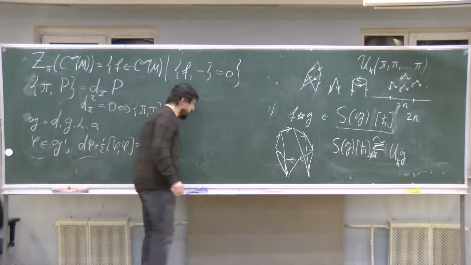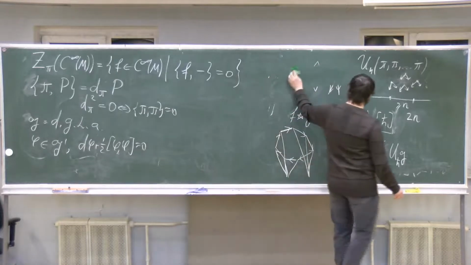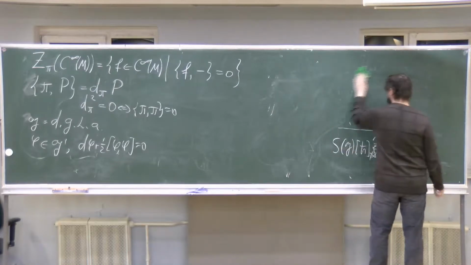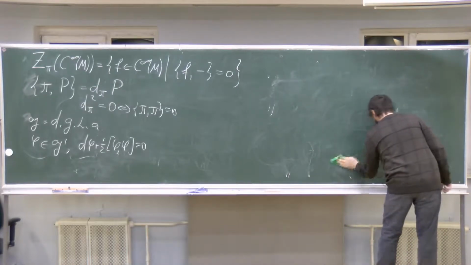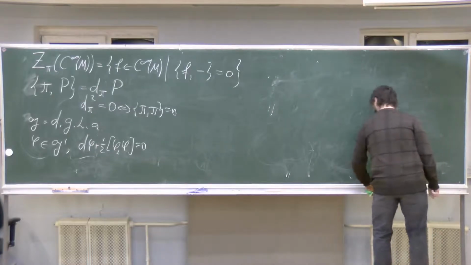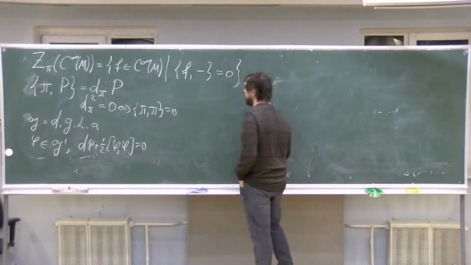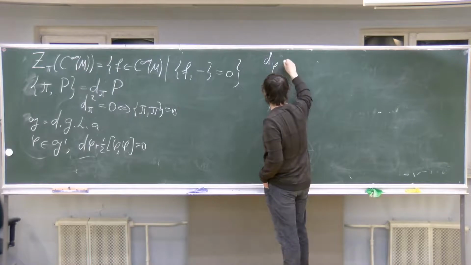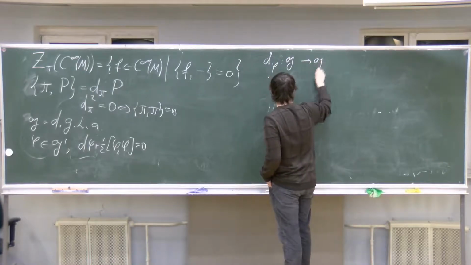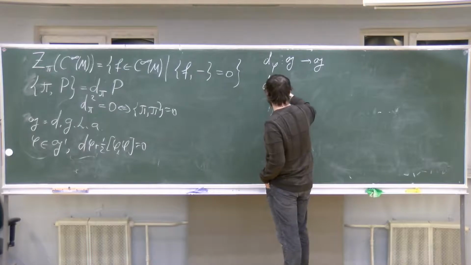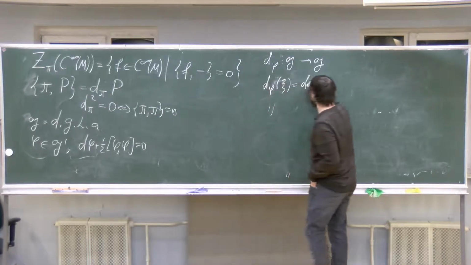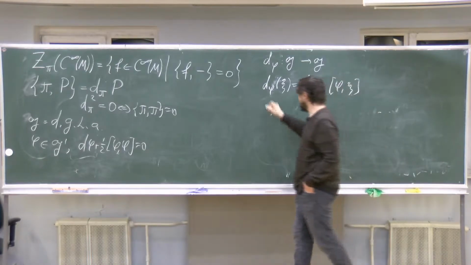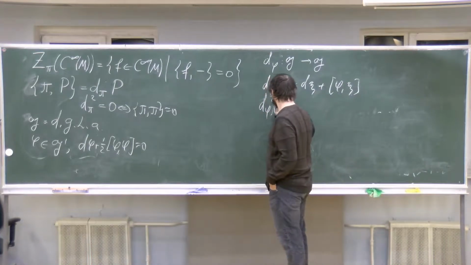Let us consider the map. Consider the map d phi from G to G, given by d phi of psi is equal to d psi plus the bracket of phi and psi. Write down d phi square of psi.